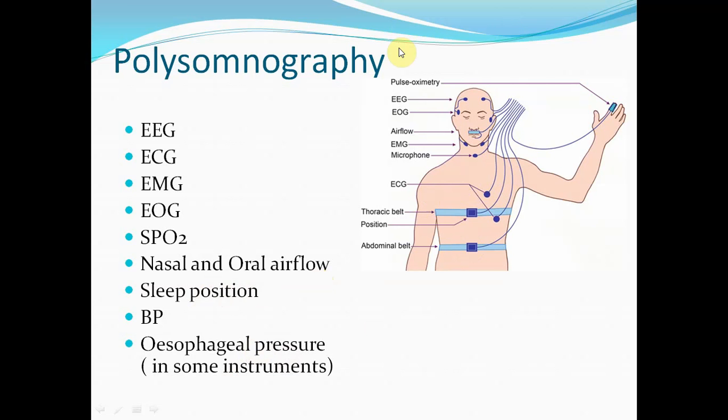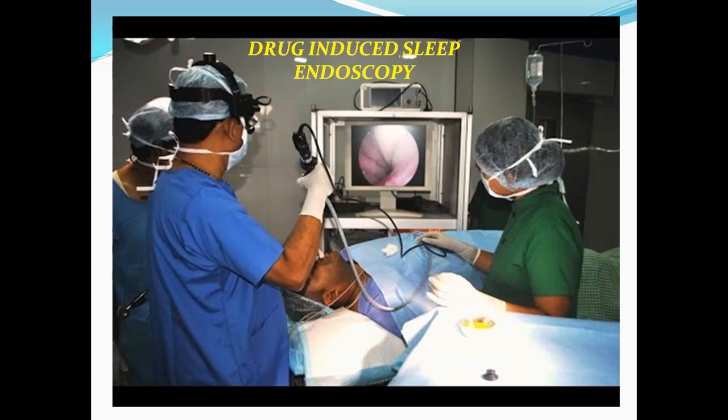There are multiple parameters that are assessed, and based on this the polysomnography is graded as class 1, class 2 and class 3, where class 1 has multiple parameters. 24 parameters are assessed during this polysomnography. So with this, the patient's quality of sleep is assessed during night. At least 6 hours of sleep is required for diagnosis of obstructive sleep apnea using a polysomnography.